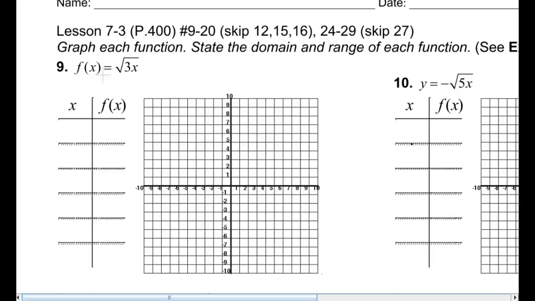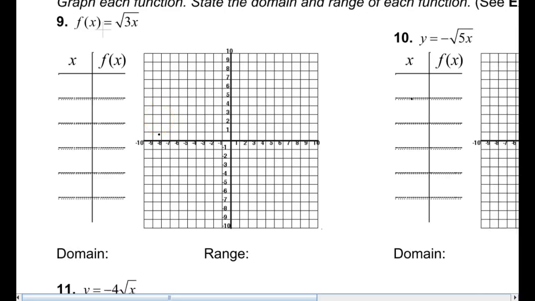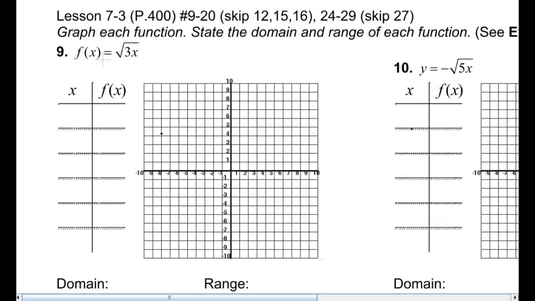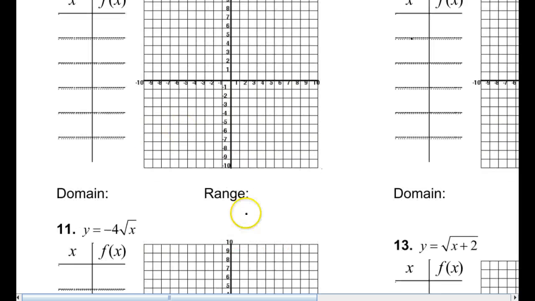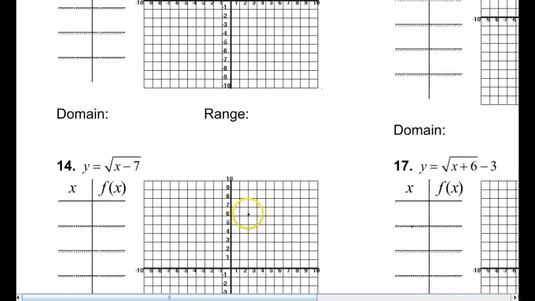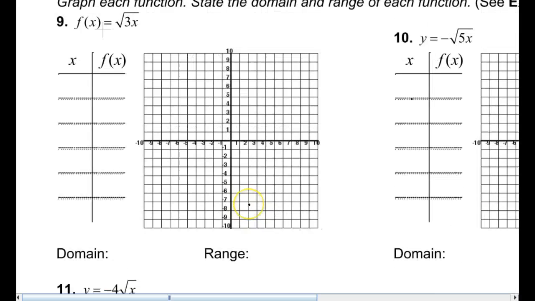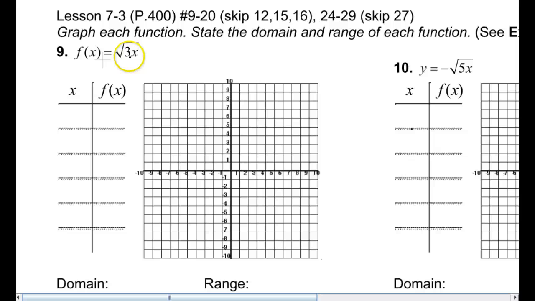So, two things: graph, T-chart style, and do the domain and range. Okay. When you're graphing, it's important to use numbers that are compatible. One thing we know about square roots is that we don't want to go into the imaginary territory.